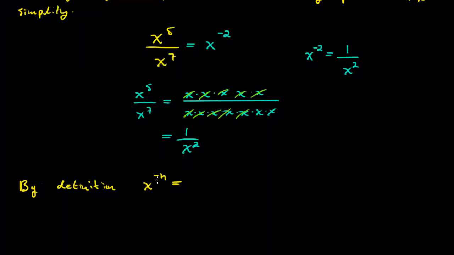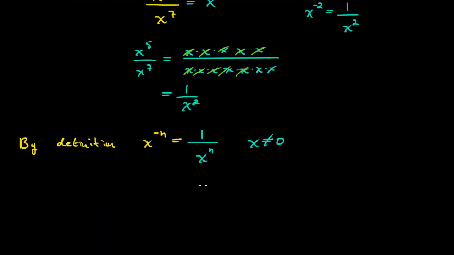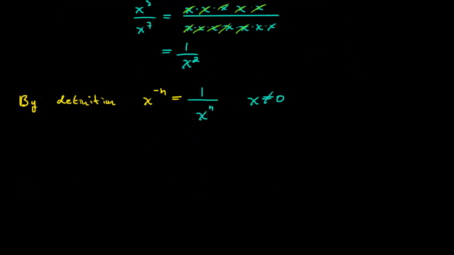We have a negative exponent. X to the power of negative n is equal to 1 over x to the power of n. And of course, we have to provide the restriction that x cannot be equal to 0. Otherwise, we have an expression that is undefined. So x to the power of negative n is just equal to 1 over x to the power of n. So what does that mean? Well, let's see what else we can figure out from this.